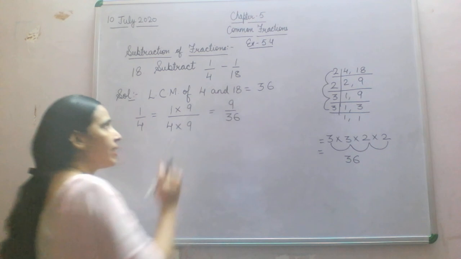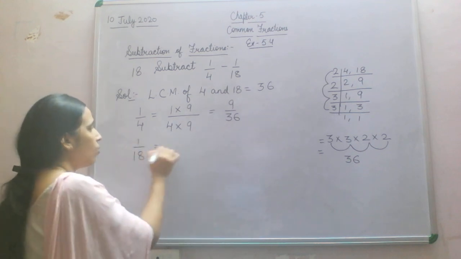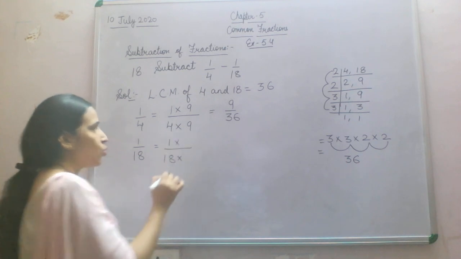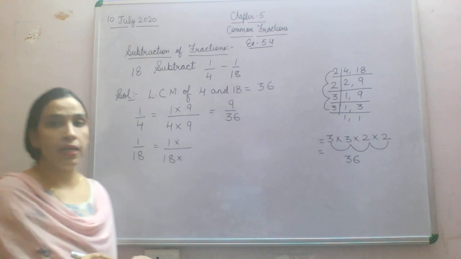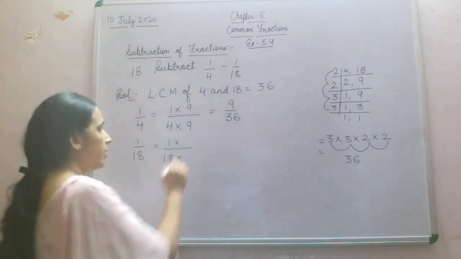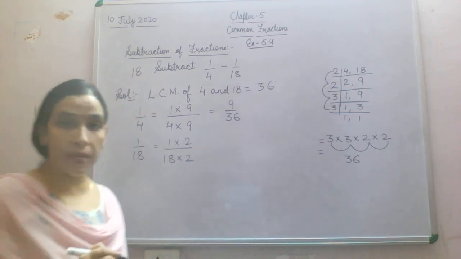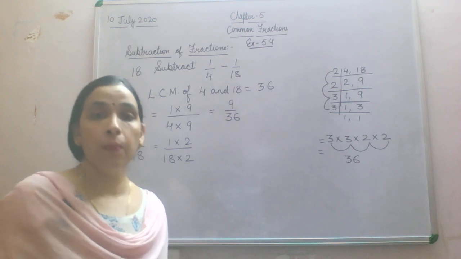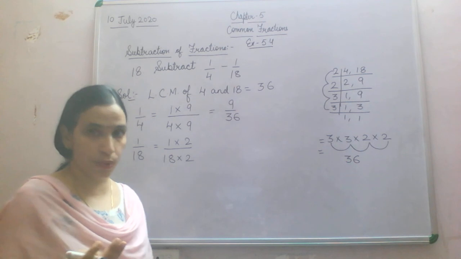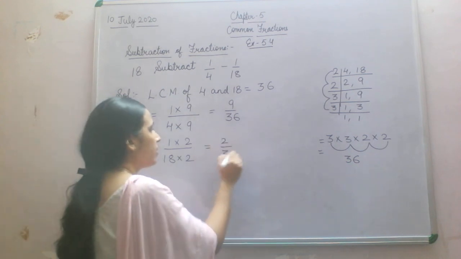Now come to the second fraction, which is 1 by 18. Now 18 will be multiplied by which number so that it will become 36? Yes, 18 1s are 18 and 18 2s are 36. If you don't remember the table, you can find the number by multiplication, or you can add also. 18 plus 18, you will get 36 only. So here 2 by 36.